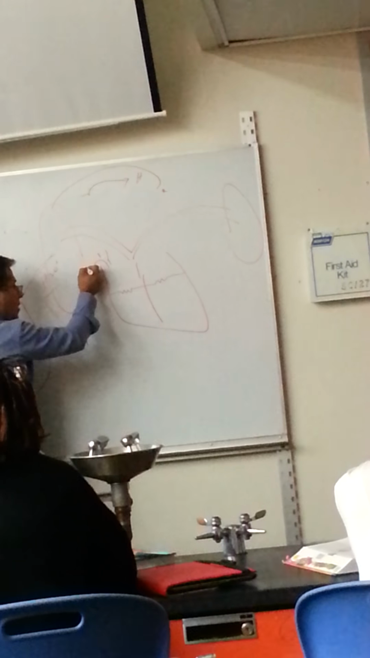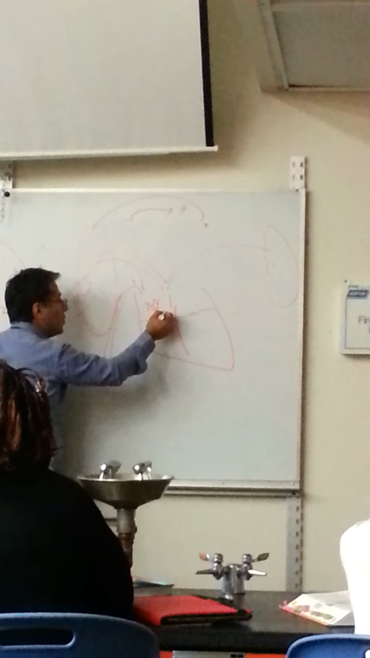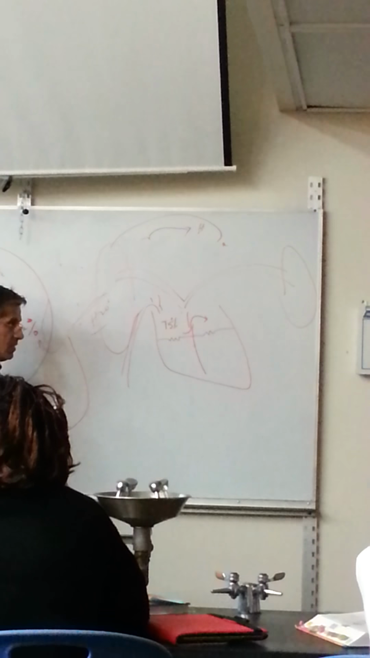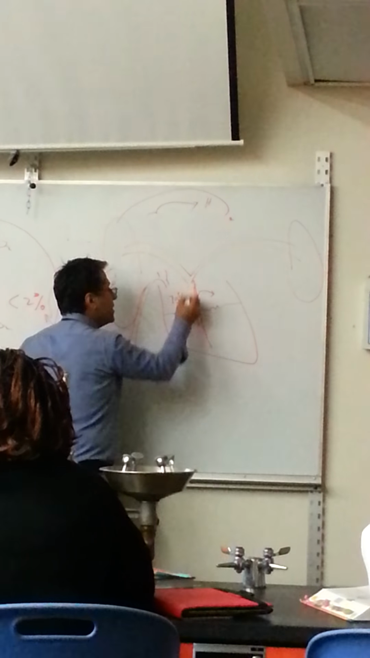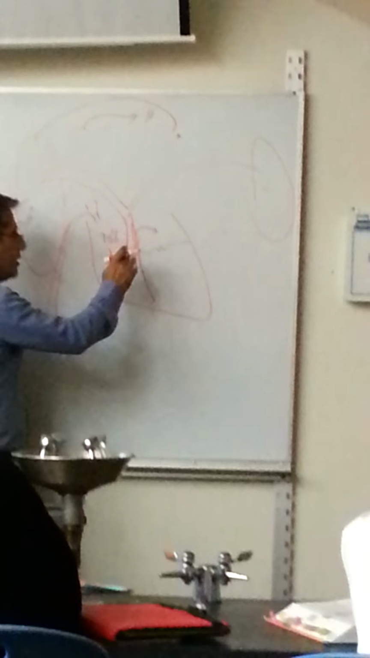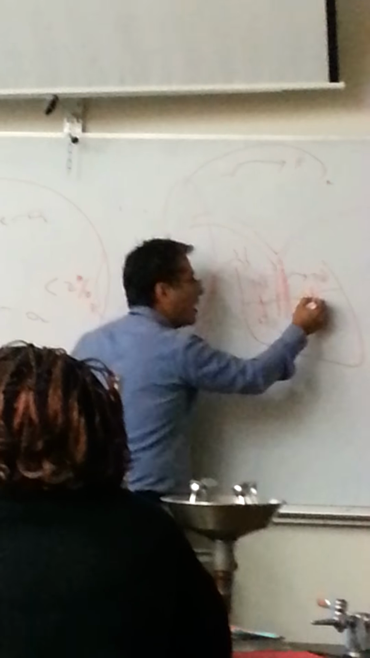So the blood passes to your right atrium. 75% of this blood goes through the foramen ovale into your left atrium. 25% passes here, and that will be taken to the pulmonary trunk. Now let's wait here. This 75% of blood will come to your left ventricle.